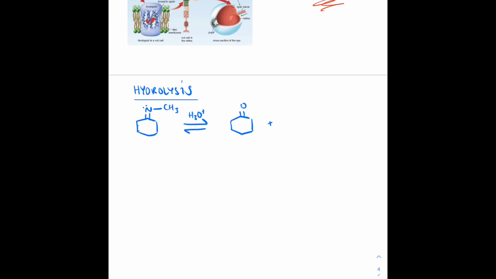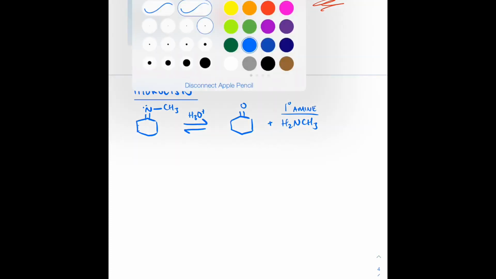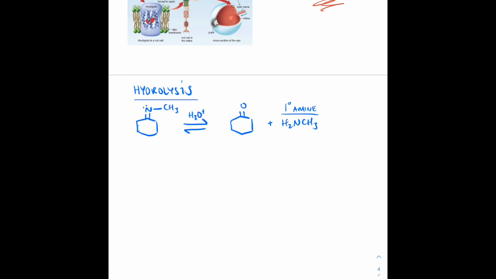So if we have an imine in the presence of acidic water, we will undergo hydrolysis to form a ketone as well as the starting amine. And so in this case, we have this imine starting material in the presence of acidic water, and we get cyclohexanone as well as our primary amine. So let's take a look at the mechanism behind this.